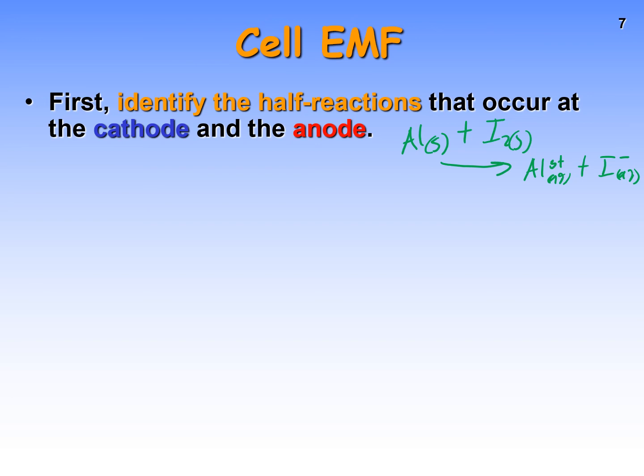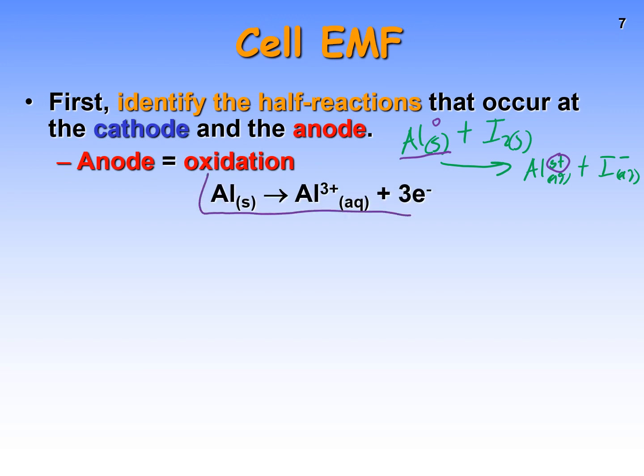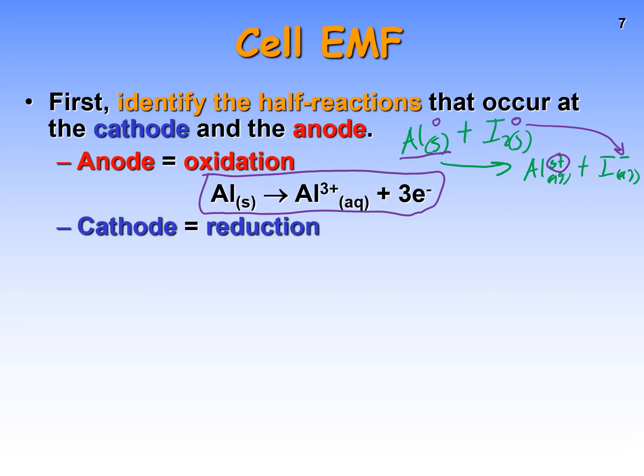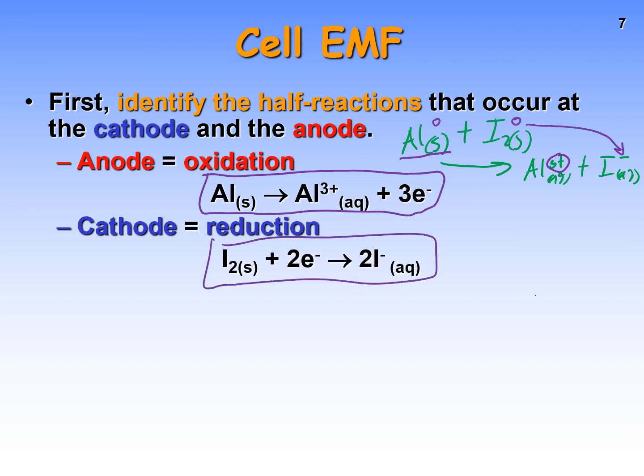Now, some of the things we notice here is that aluminum is going from 0 oxidation number to 3 plus. That is an oxidation, and we know oxidation occurs at the anode. So I know that this is the half reaction occurring at the anode. If aluminum is oxidized, then the I2 must be reduced. Oxidation number of 0 here, going to negative 1, that's a reduction. So I know the half reaction occurring at the cathode, because at the cathode we have reduction, is this. These are the two half reactions.